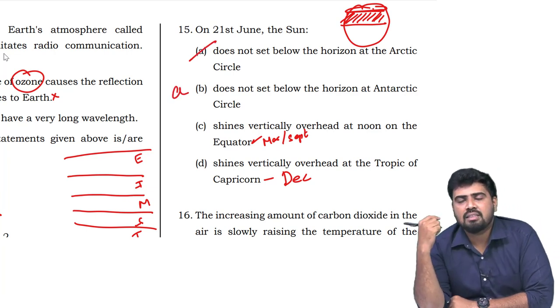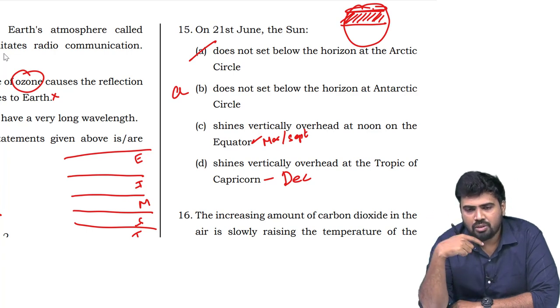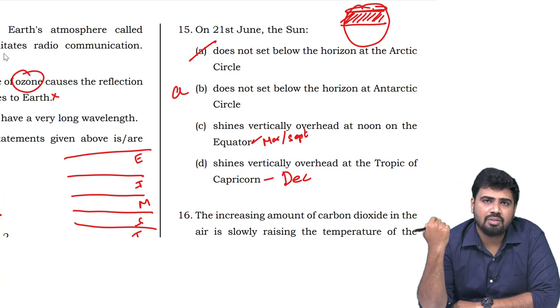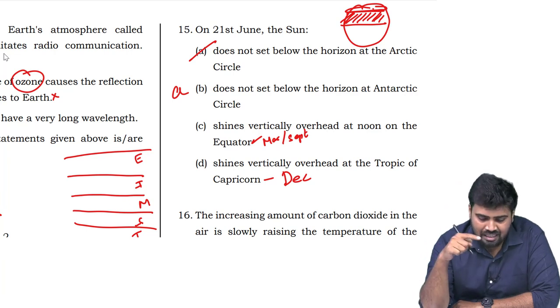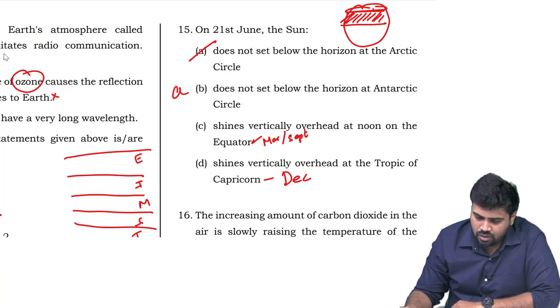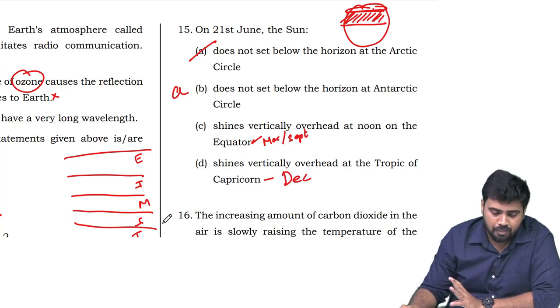The Arctic Circle experiences 6 months of continuous day. At the same time, during June, with the northward movement of the sun, the Antarctic Circle experiences continuous 6 months of night. So in this question, the sun does not set below the horizon at the Arctic Circle. So question 15, option A. Same concept, this question is repeated.